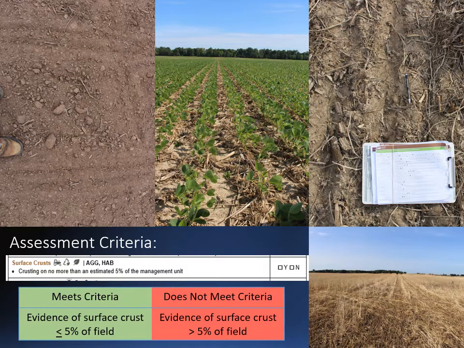So when we think about assessment criteria for this, it talks about crusting on no more than an estimated 5% of the management unit. And when you really think about it, 5% isn't very much. So when we get out here to look for crusting, again, there's critical times or optimal times that we want to go look at it.